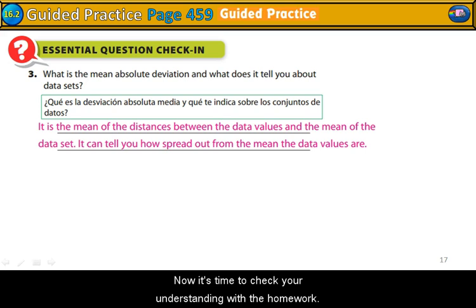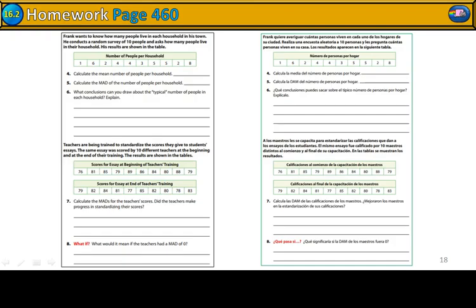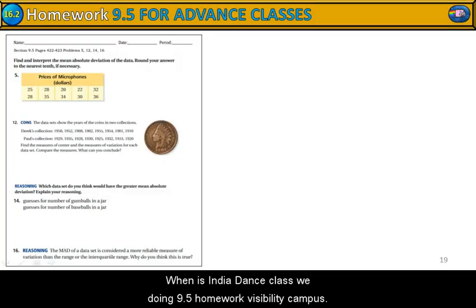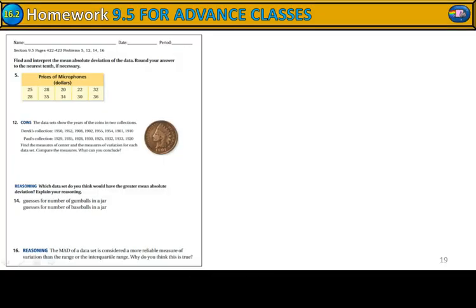Now it's time to check your understanding with the homework assignment. For our standard group of students, your homework's on page 460, questions 4 through 8. Remember to use a calculator to help you with those calculations and speed things up. Make sure to show that you're adding all the numbers up in a string similar to the example we've shown before. Students in the advanced class will be doing 9.5 homework that is available on eCampus. Homework submissions will be due on the assigned Friday at the end of the week, before midnight.